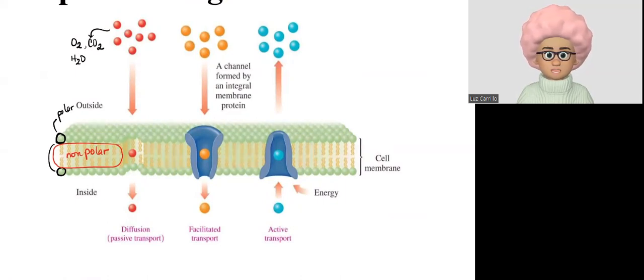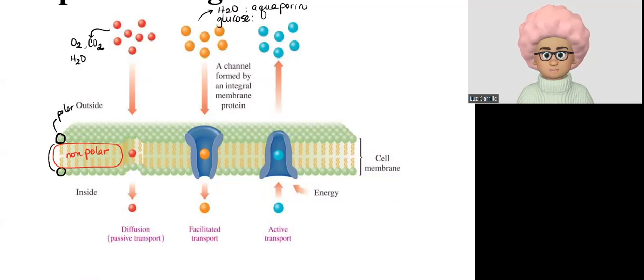One of the examples of molecules that can actually come through the cell through facilitated transport also includes water. And then the channel that allows water to come into the cell is going to be called an aquaporin. And another molecule that can actually come in and out of the cell through facilitated transport includes glucose, which is a sugar.